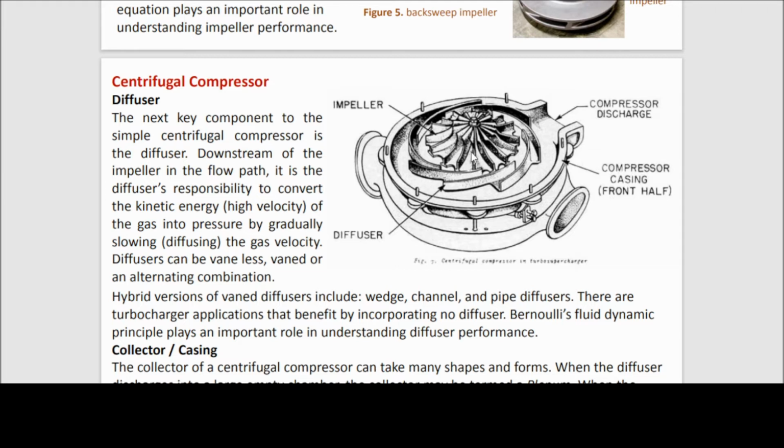Now using the area, what happens to the velocity? Velocity decreases here. Fine. Here you can see the impeller. So by using that, the area is increasing here. Because of that, the velocity decreases. When velocity decreases, the pressure increases by Bernoulli's equation.